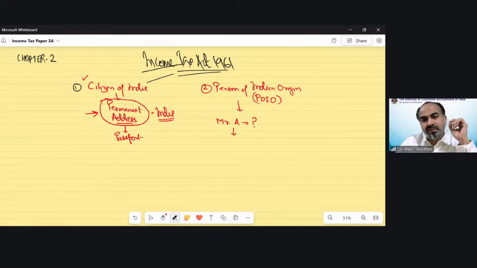You can ask for their passport. In the passport, there would be a column in which the country needs to be written. And if the country mentioned is India, I will assume that he or she is a citizen of India. So the passport is the document. With the help of that document, you would be able to find out the citizenship of any person.